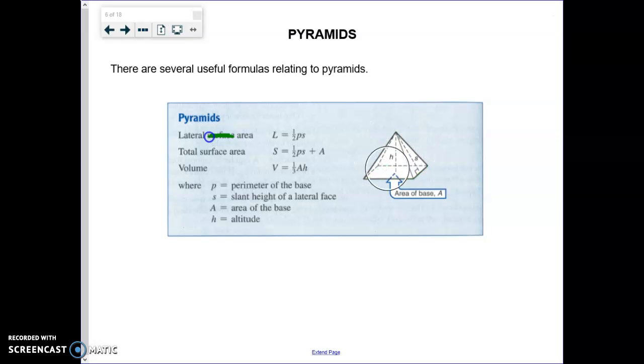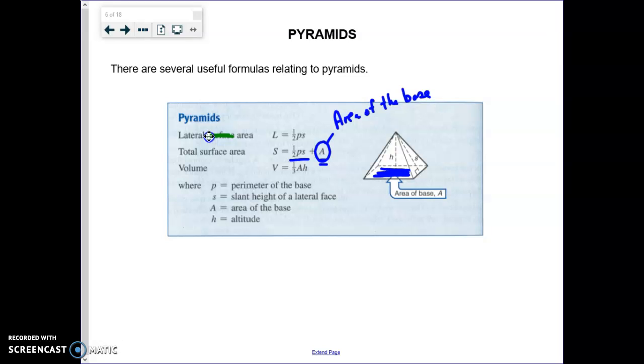To find the total surface area, you're just going to add in the base. You're going to find your lateral area, which we just talked about, plus the area of the base. And the value of the area of the base just depends on what shape it is. If it's a square, you use the area of a square formula. If it's a triangle, use the area of a triangle formula. All those formulas are on the front page of your formula sheet. So this is just the area of the base. It's basically this area right in here, okay?